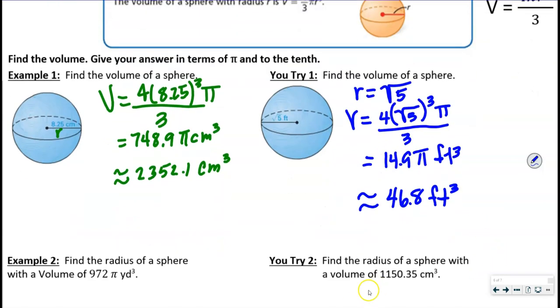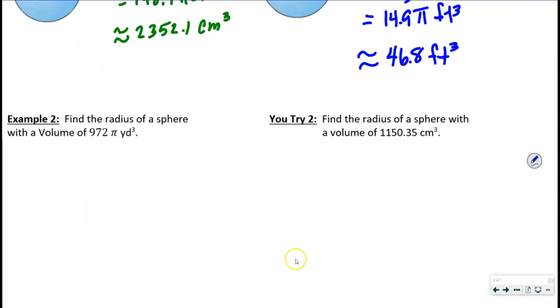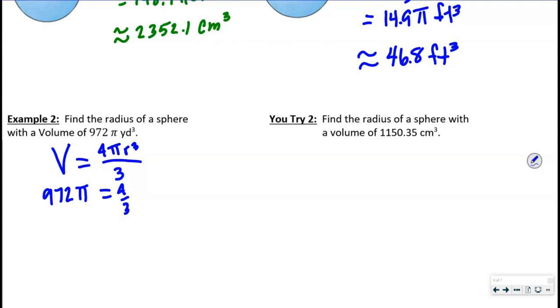All right, so down here, this is going to kick it to the next level, okay, y'all? It says find the radius of a sphere with a volume of 972 pi yards cubed. So we now have the volume. And remember, this is 4 pi r cubed over 3, right? So for our volume, we're going to put 972 pi, and that's going to be equal to, and this time I'm going to break out that 4/3, and you're going to see why in just a second. 4/3, and then we got our pi, and then we got our r to the 3rd, okay?